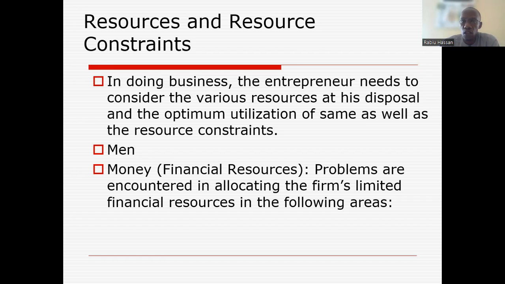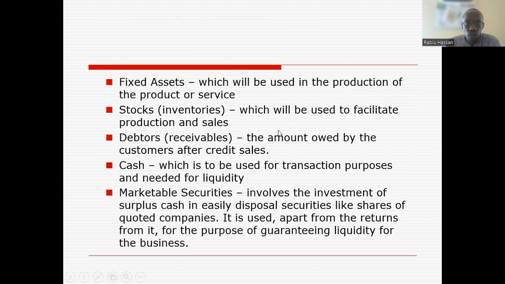Problems are encountered in allocating firms limited financial resources in the following areas. Number one, fixed asset, which will be used in the production of the product or service. You understand? Fixed asset are all the machines, gigantic machines that require, in most situations, capital expenditure to acquire that will help you to operate the business. You understand? They call it fixed asset. So which will be used in the production of the product or service?